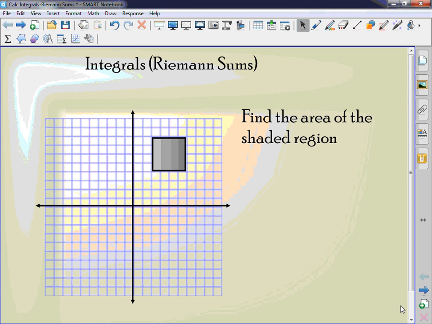What shape do I have there? It is a square. How do I find the area of the square? Length times width. So all I'm going to do is take the length times the width. 1, 2, 3, 4. This one is 1, 2, 3, 4. 4 times 4 is 16 units. That's easy, to find the area of a square.